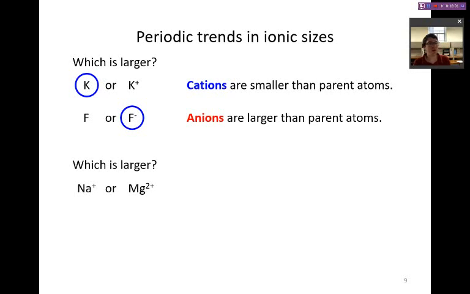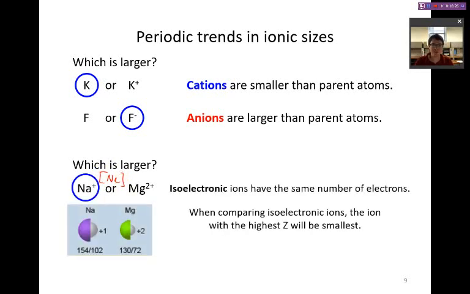What about between sodium and magnesium? Sodium 1 plus, magnesium 2 plus. Well, in this case, because you're looking at elements of different charges, you probably want to think this might be an isoelectronic series. When you take a look at their electron configurations, indeed, you see that they both have a configuration of neon. Therefore, they are isoelectronic. And so when we look at isoelectronic ions, the one with the highest number of protons is going to be the smallest.